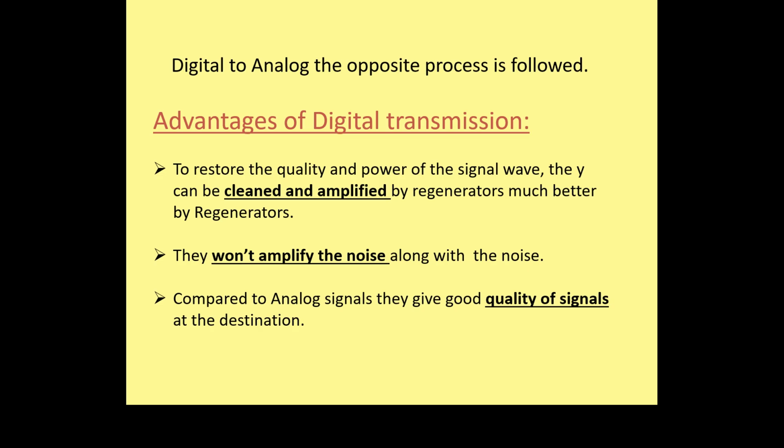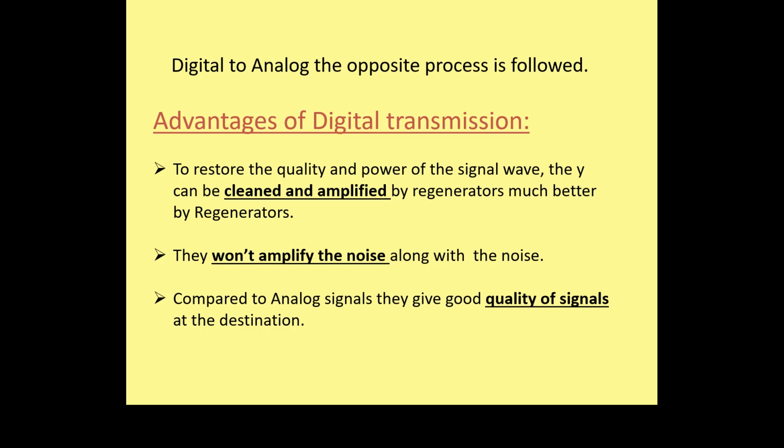The advantages of digital transmission are the point to be noted here. To restore the quality and the power of the signal wave, they can be cleaned and amplified. That means the digital signal, although it has some noise in it, can be easily cleaned in digital form, whereas in analog form we cannot do it, because the data is inbuilt with the noise.